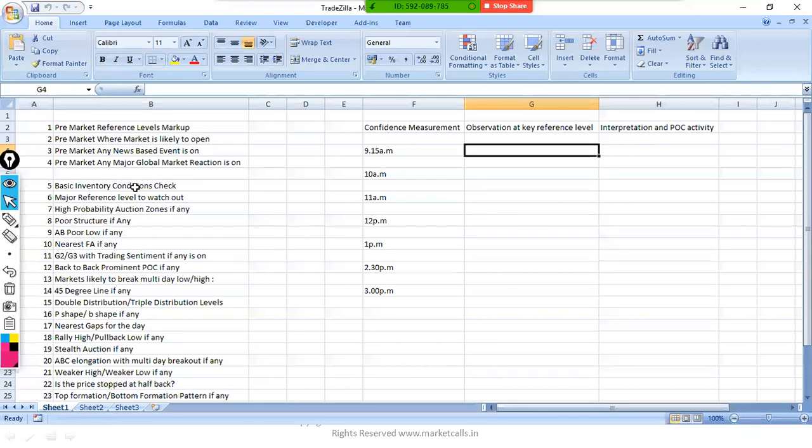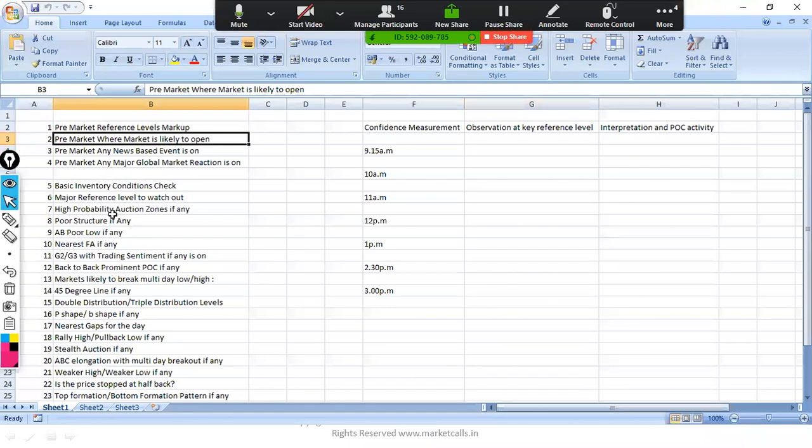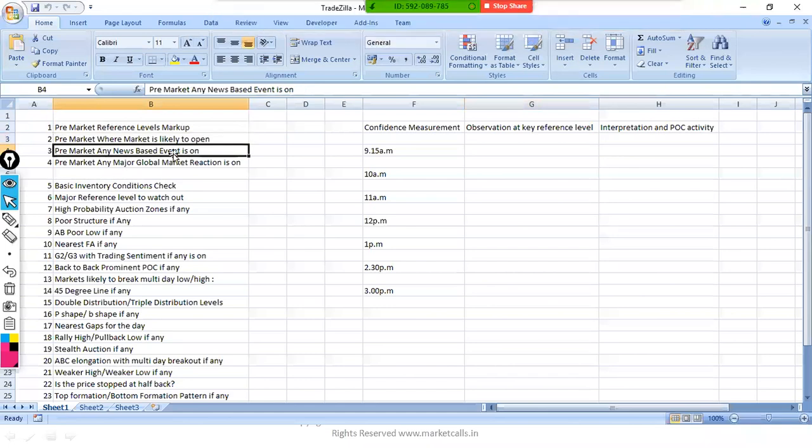What you have to do: you'll be doing pre-market references. When the pre-market starts, we'll be marking all those reference lines, and we'll have an understanding of where the market is most likely to open. And in pre-market, is there any news-based impact? Is there any major global market reaction? Why is the market gapping down? You need to have the reasoning. Why is the market opening with a big gap up or big gap down? You need to know the reasons.